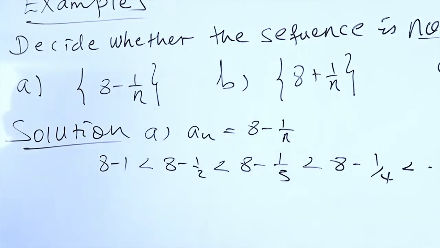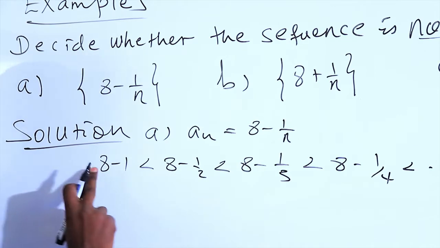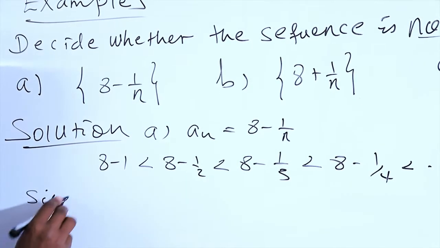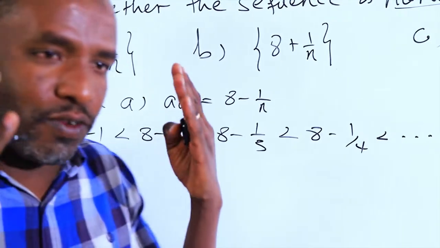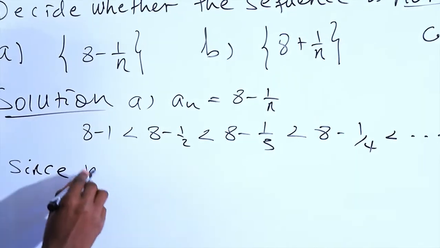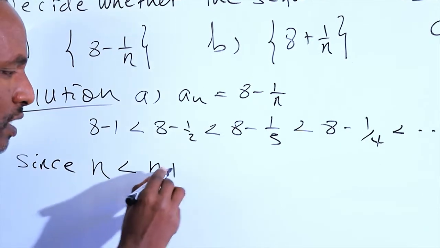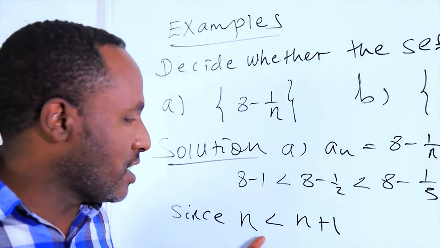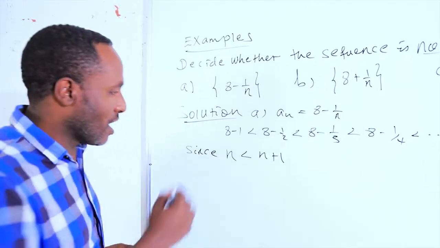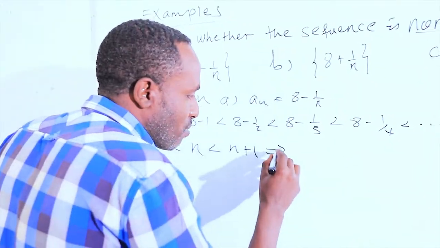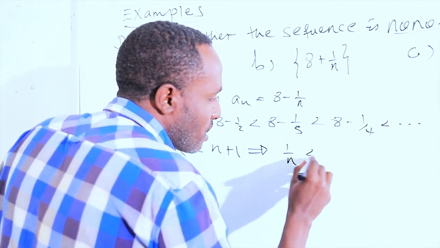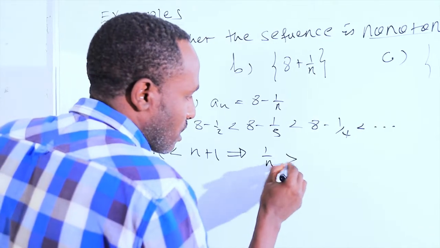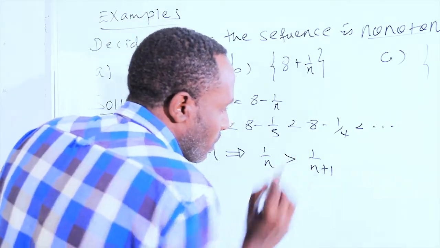In general, these are some few terms of the sequence. Since we know that n is given here, we know that n is less than n plus 1 for any natural numbers. Now, this implies that 1 over n is greater than 1 over n plus 1.